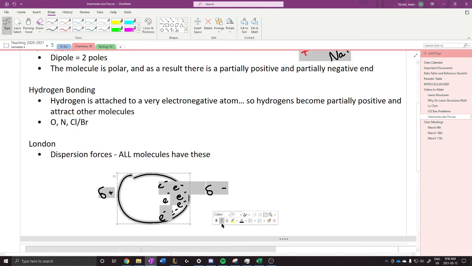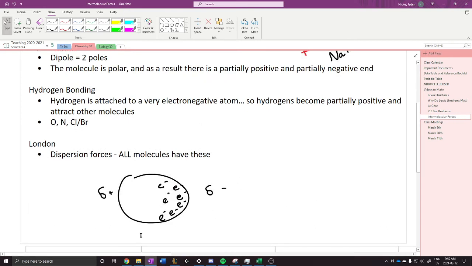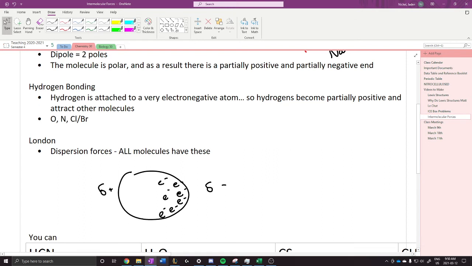So one of the other key things that I want to highlight in this video here is that you can have multiple different intermolecular forces in one molecule.